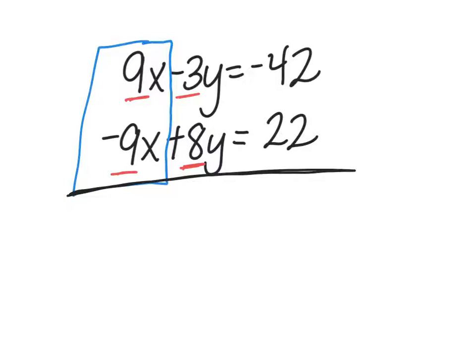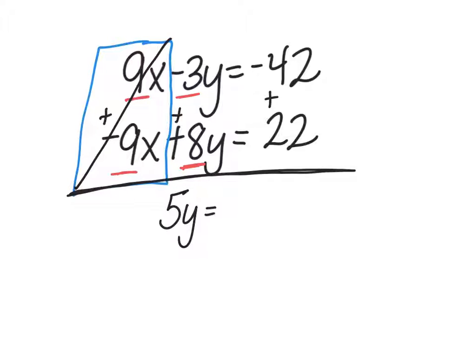So since the x's are already set up for elimination to happen, I'm going to put my plus signs to remind myself that I am adding. So as I start to do this, I'm going to start with my x's, and I am going to add 9x plus negative 9. Well, we talked yesterday that 9x plus negative 9 is always going to give me a 0. I don't need to write that down. I'm just going to mark it out. I'm going to move over to my y's. When I add my y's, I'm going to have negative 3y plus 8y. Well, that's going to give me positive 5y.